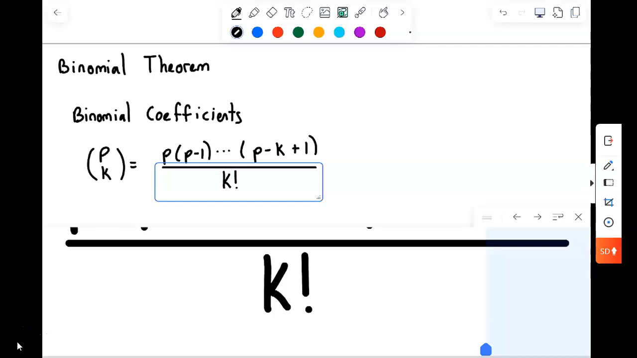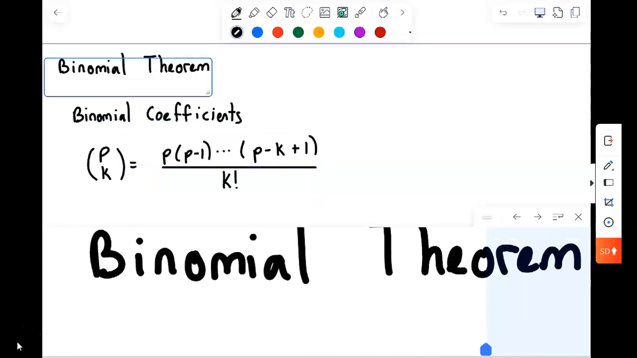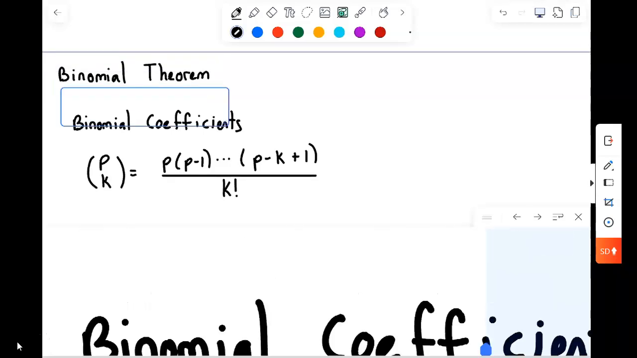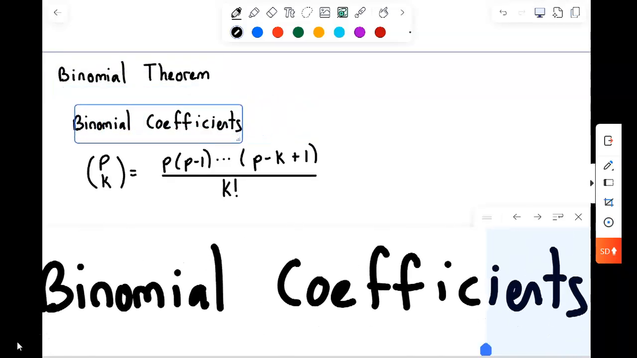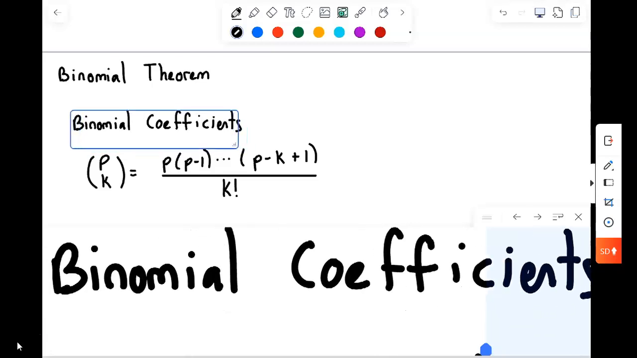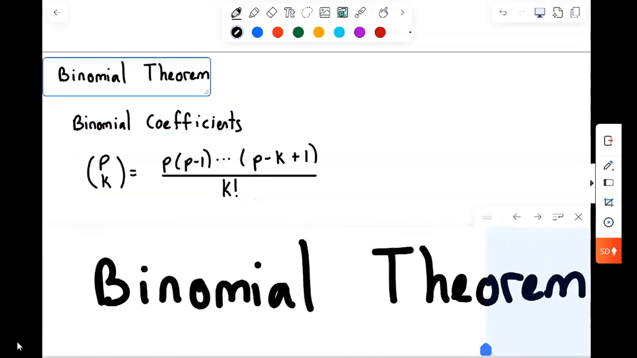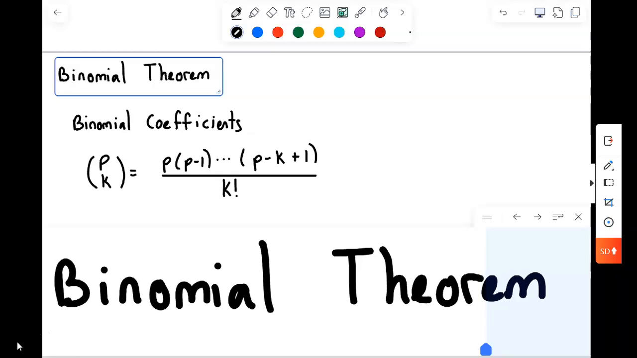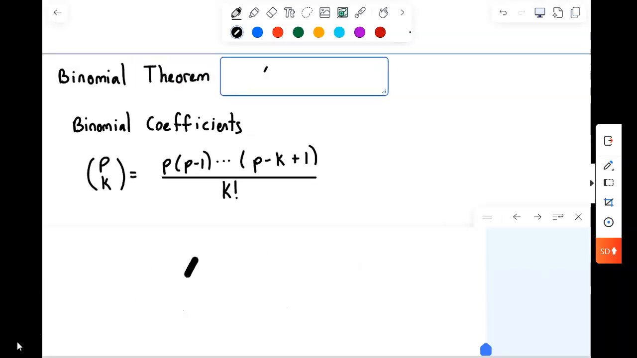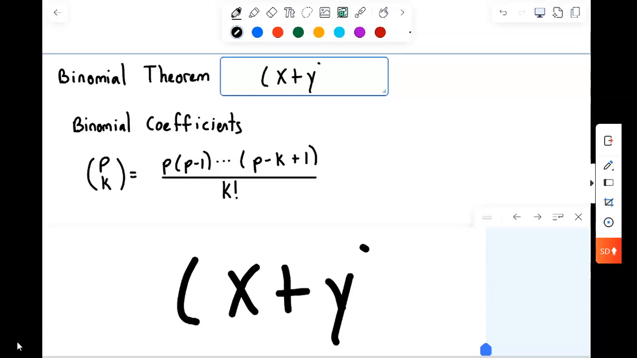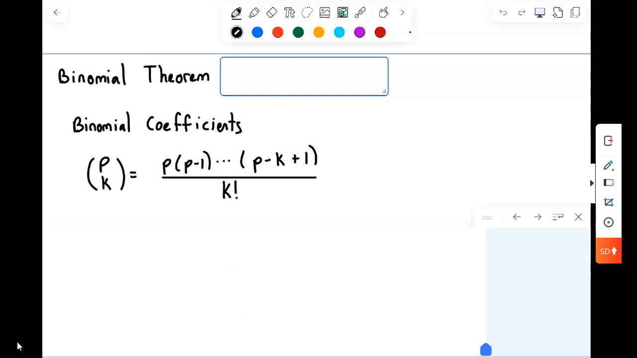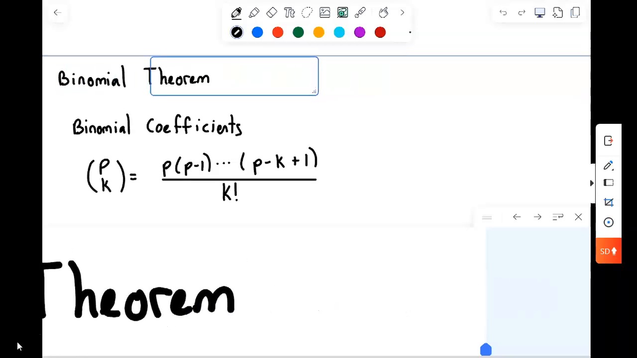Alright, so welcome back. We're getting ready to build up to a result known as the binomial theorem. The first thing we want to introduce are what are called binomial coefficients. Remember, binomial is a two-term expression, so the binomial theorem is going to relate to a two-term expression like x plus y, and we're going to be talking about raising that to a power. That's the idea with the binomial theorem that we're eventually going to build up to.